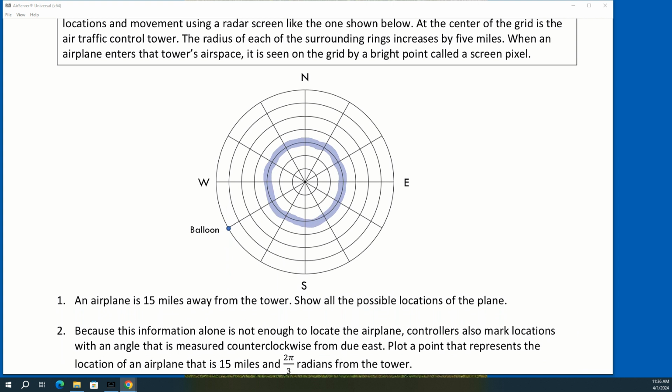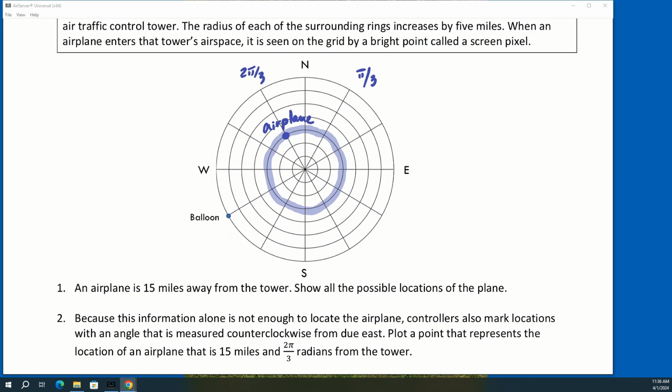If you guys remember the special angles that we worked with, that one is pi over 3, and then this would be 2 pi over 3. So the airplane should be located at this point. All right, we'll pick up with number 3 in the lesson tomorrow.